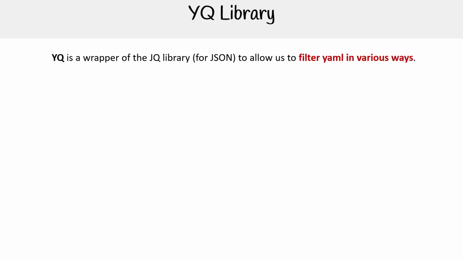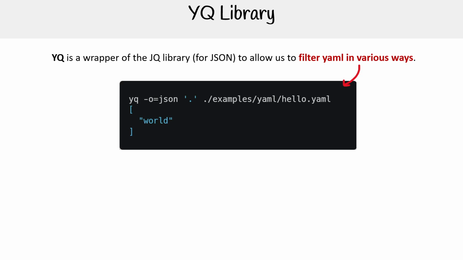So yq is a wrapper of the jq library for JSON to allow us to filter YAML in various ways. So just like jq, this is specifically for yq, and it is super awesome. The thing is, I believe that it can also output to JSON. So notice here it's taking in a YAML file, and then you can say, hey, output this to JSON.